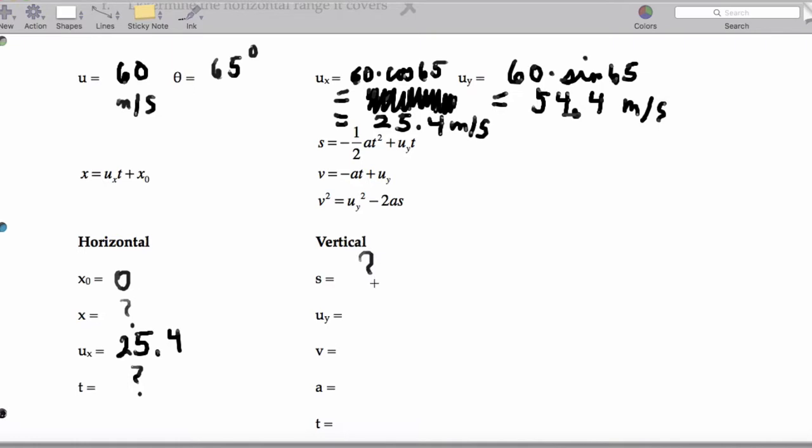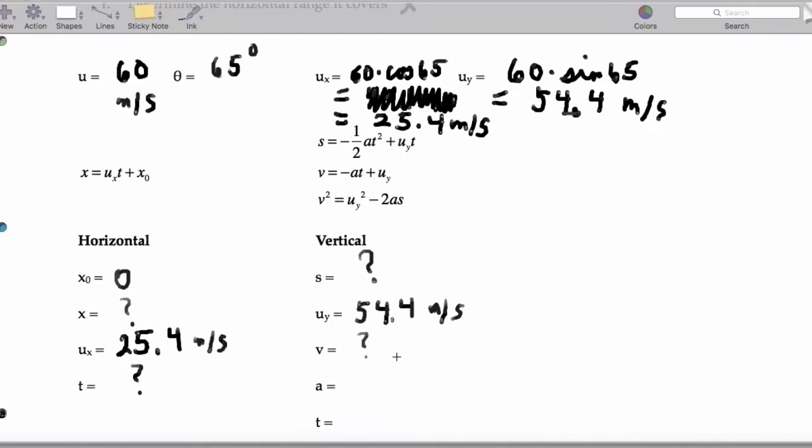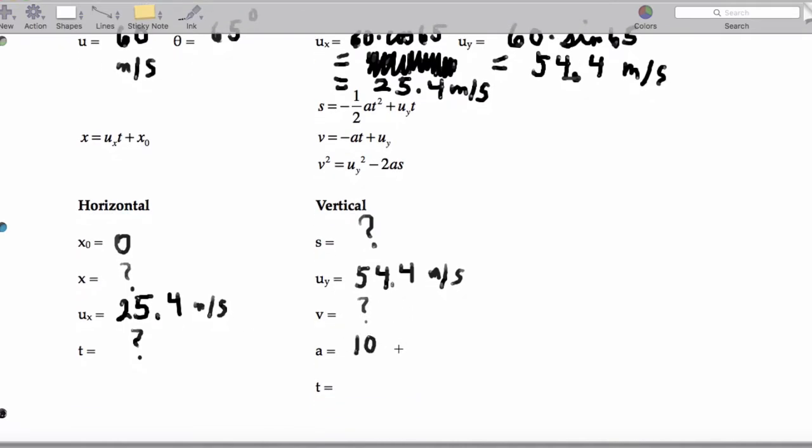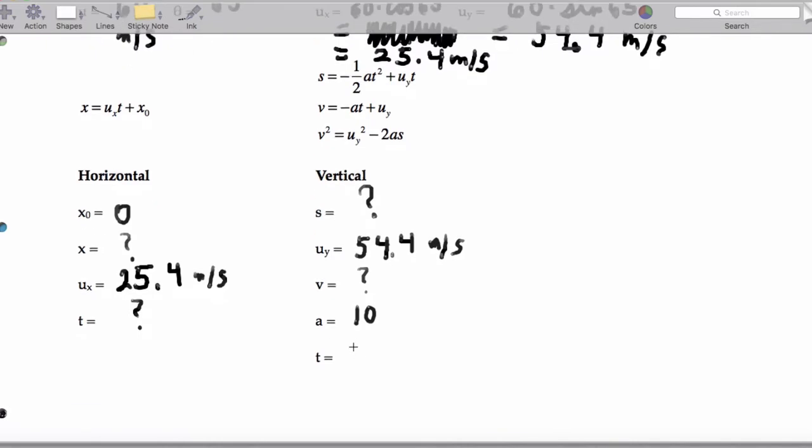s is the height. We don't know what that is. Uy is the initial vertical component of the velocity. That's 54.4 meters per second. Let me put some units here just so we're good. We don't know what v in the vertical direction is. We know the acceleration is 10 meters per second squared. We don't know the time it spends going up. But actually, we do know this. v at the very top is 0. So I'm going to write v is 0 at the top. And so we're going to use that to actually solve something.